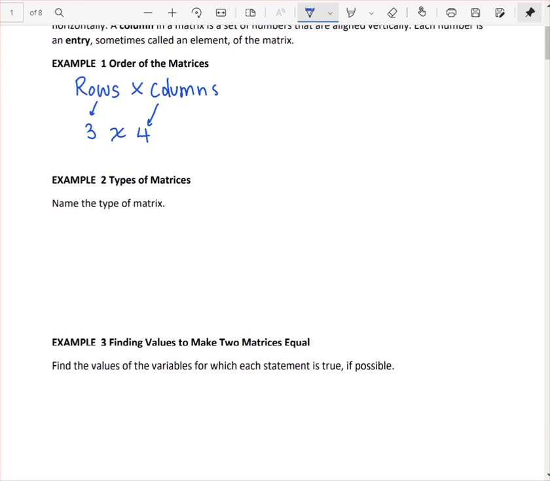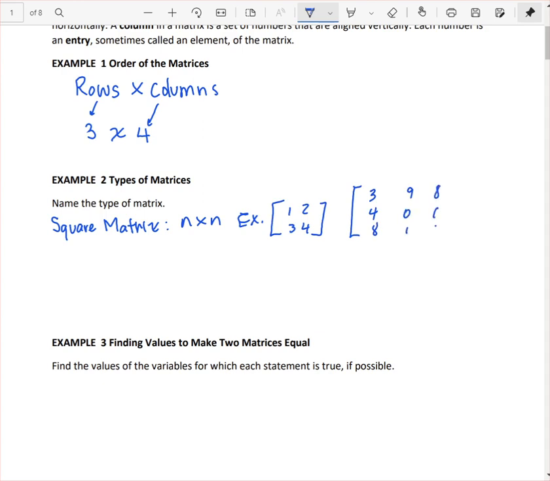Types of matrices. There's several types of matrices that you're going to see, especially the square matrix. We will definitely talk about this one. A square matrix has the same amount of rows and columns. So for example, that's a square matrix because it's a 2 by 2. This one's a square matrix because it's a 3 by 3 and you can go on forever.